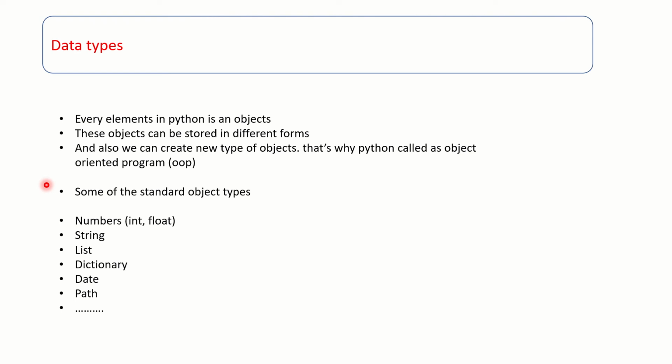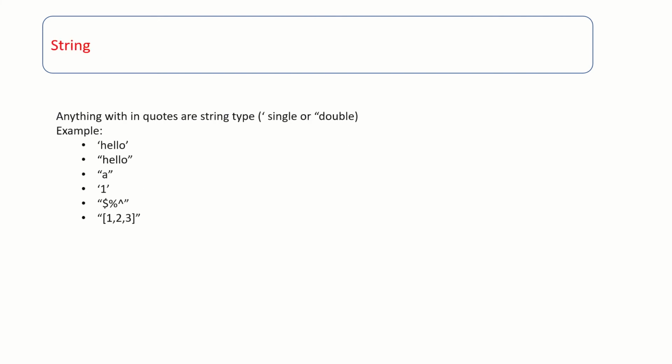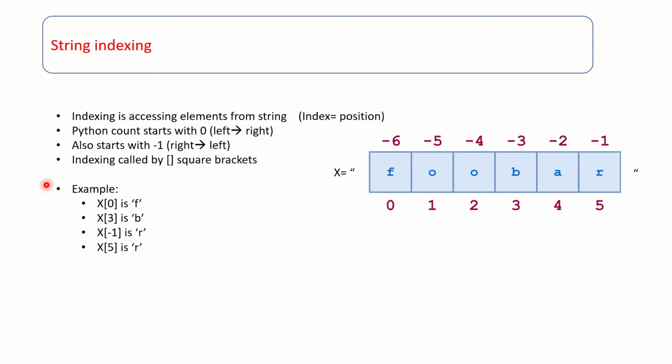So string is one type of standard object. We can identify it: if anything is within quotes, that is called a string. That may be single quotes or double quotes. We move to string indexing. Indexing is accessing an element of a string by using its position. We can count its position from zero if we count from left to right. So I have given one example of a bar that is surrounded by quotes. So it is a string type.